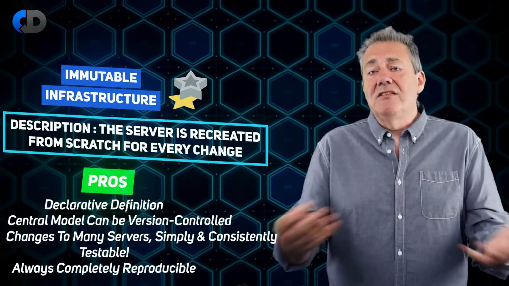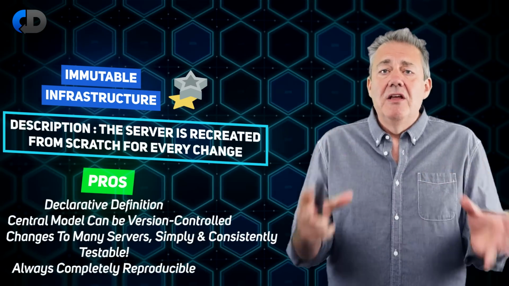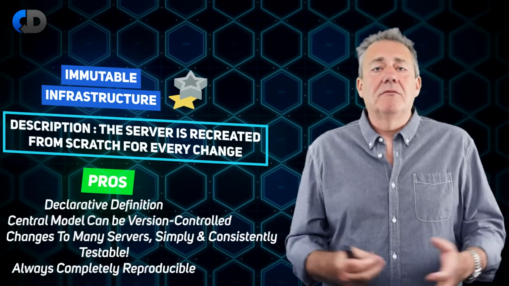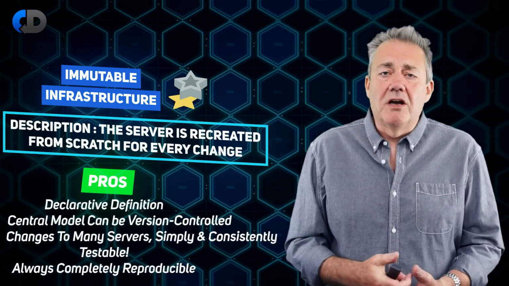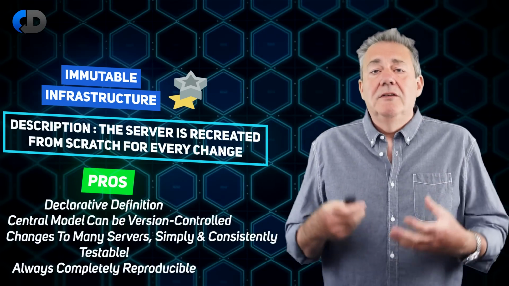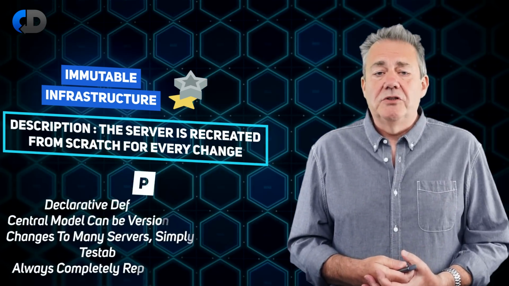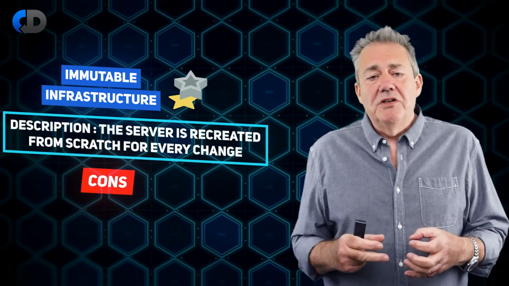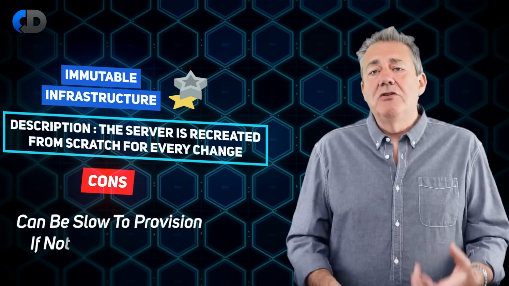Again, this is very scalable. We can have one copy of the immutable infrastructure, and we can reproduce that hundreds or thousands of times if we want. It's testable. It's version controllable. This is a very, very powerful approach. The only real downside to immutable infrastructure is that it can be slow to provision.